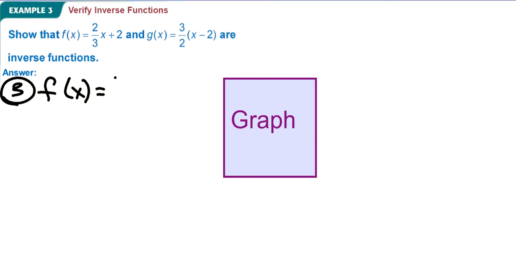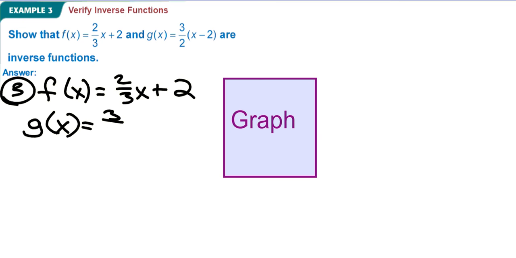So this is f of x equals 2/3 x plus 2, and g of x equals 3/2 parentheses x minus 2. And you might be thinking there's a lot of inverse things going on there. We're already aware that this is an inverse. So you can see you have the 2/3, you have the 3/2, you have an adding 2, you have a subtracting 2, and the order is what we're looking at there.